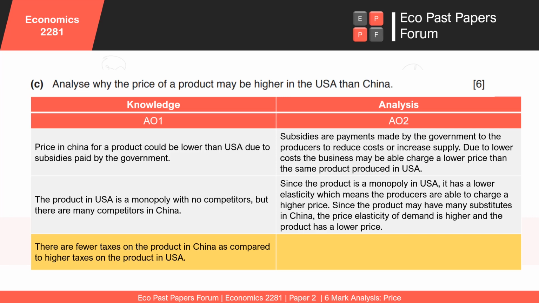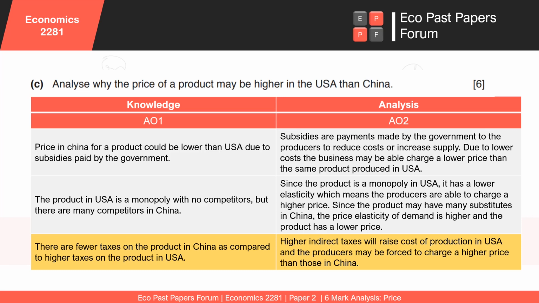There are fewer taxes on the product in China as compared to higher taxes on the product in the USA, which means higher indirect tax will raise the cost of production in the USA and the producers may be forced to charge a higher price than those in China. The taxes are raising the cost of production, and to cover the cost of production, the producers in the USA are forced to charge a higher price.